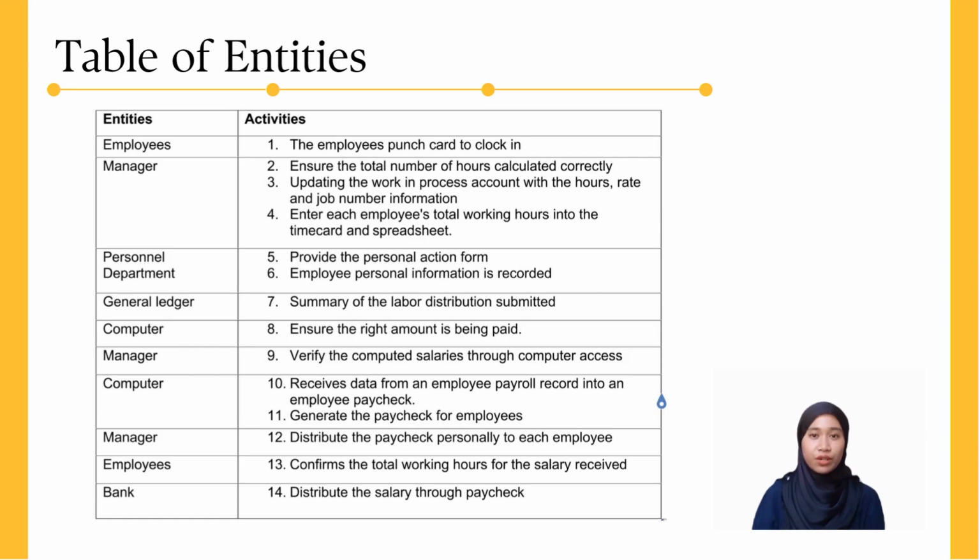After the computer verifies the right amount is being paid and the manager has verified it, the computer will then calculate the total salary for each worker using the data from the employee master file and the salary rate. It will then create the monthly employee payroll record at the end of the month. The computer will then generate a paycheck for each employee after receiving the data from the employee record into the employee paycheck. The paycheck will then be distributed personally by the manager to each employee.